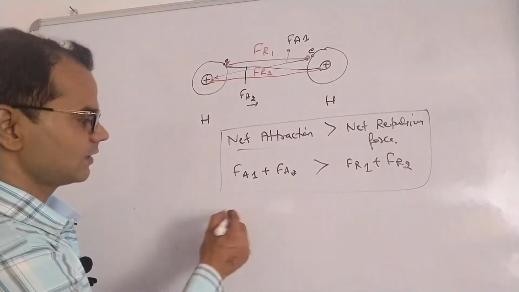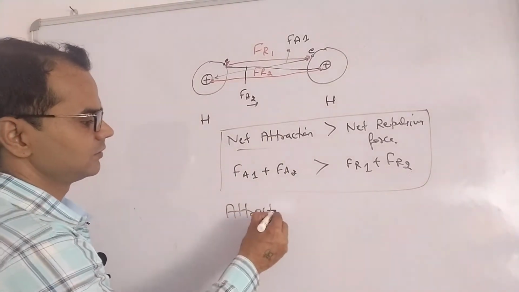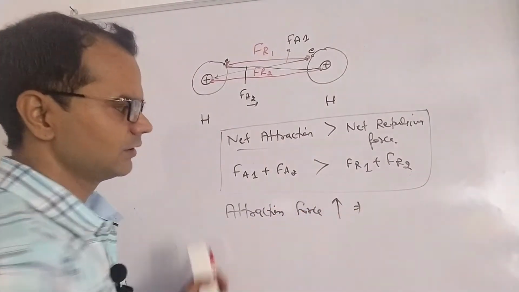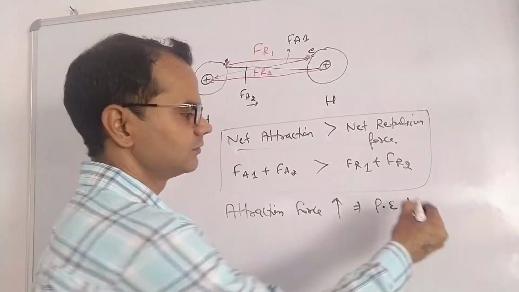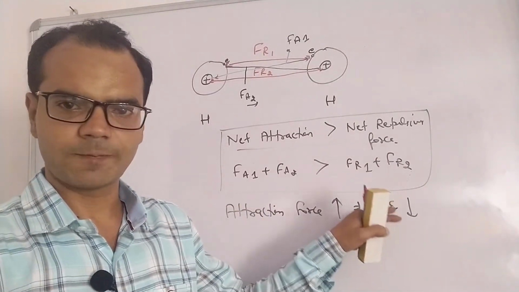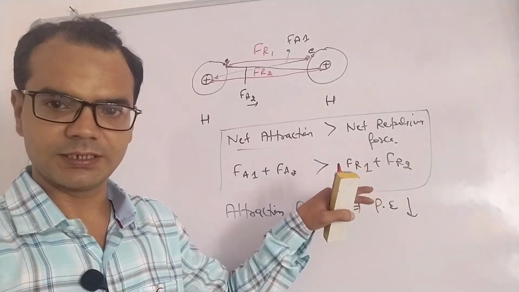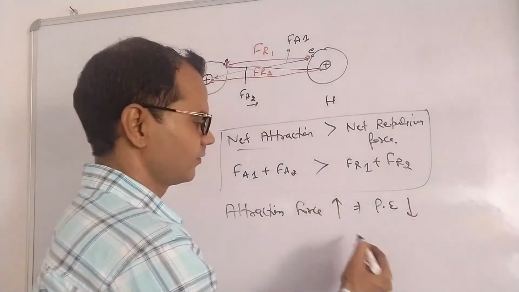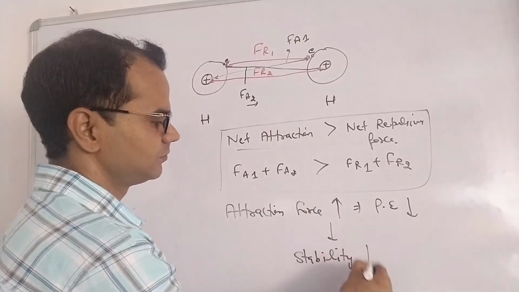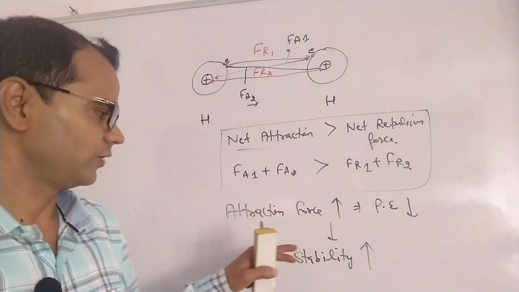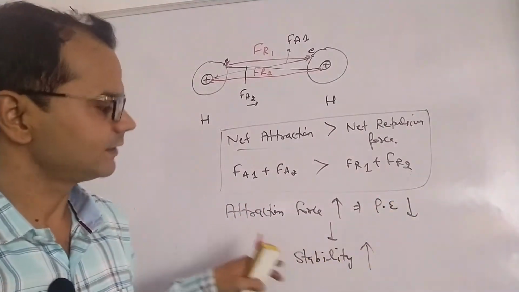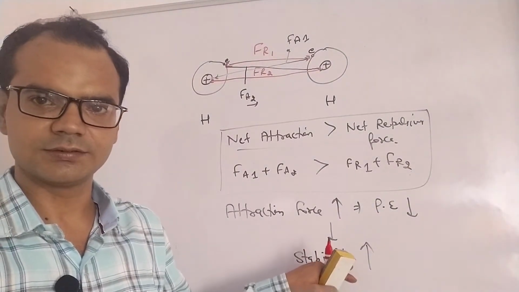If the attractive force is higher, then definitely the potential energy will decrease. If attraction force is higher, it means potential energy will decrease. There is a decrease in potential energy. As a result, stability will increase. So we can say attraction force is inversely proportional to potential energy and directly proportional to stability.